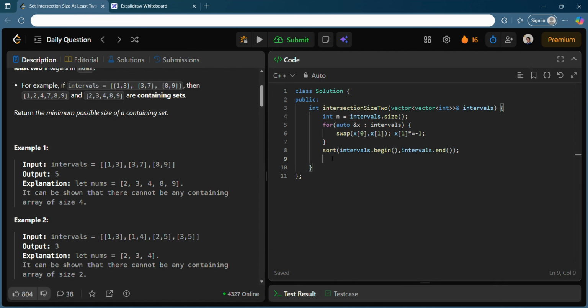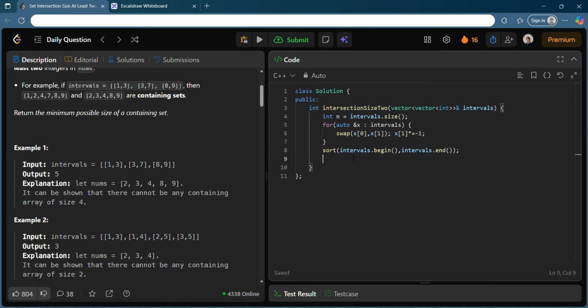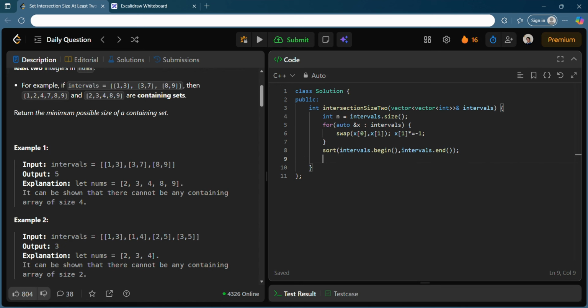So yeah, you got it, I guess. So you have the elements now sorted properly. Now what you want to do, as we already discussed, is process the intervals one by one. For the first interval there is no interval before this, so you blindly select the last two elements for the first interval.